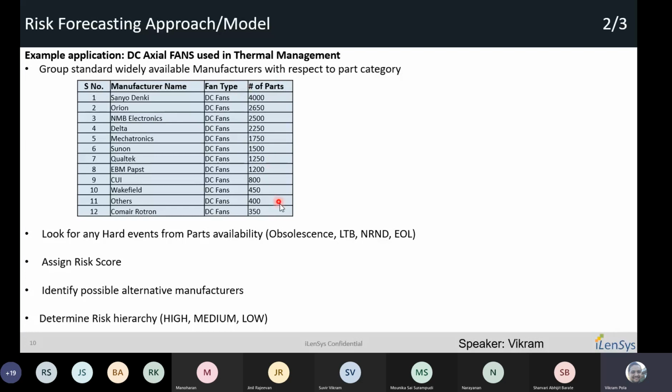available from various distributors like DigiKey and Mouser. Then we would look for any hard events on these parts. We would get into the risk score, identify the potential alternative manufacturer, and then determine the risk, stating whether it goes into high, medium, or low. I have an example in my next slide. I hope that gives good clarity on how we apply this approach.